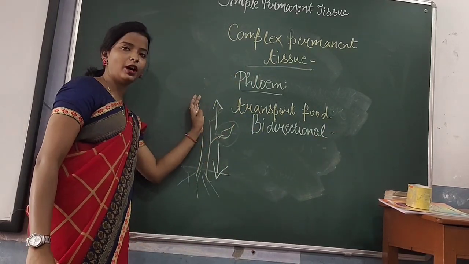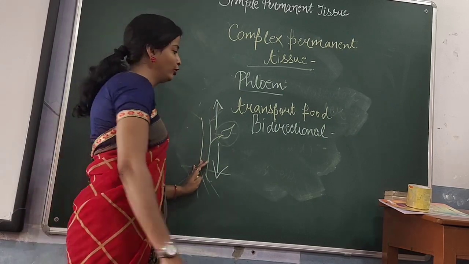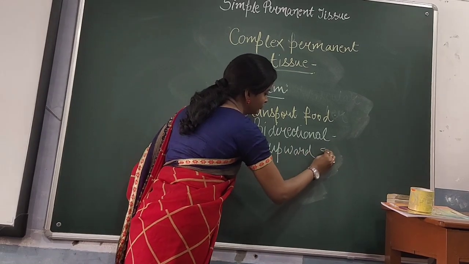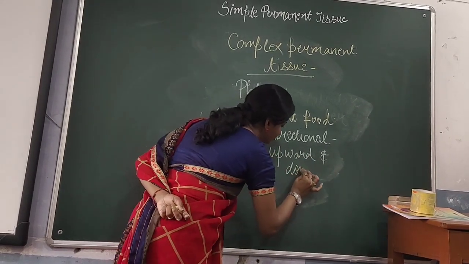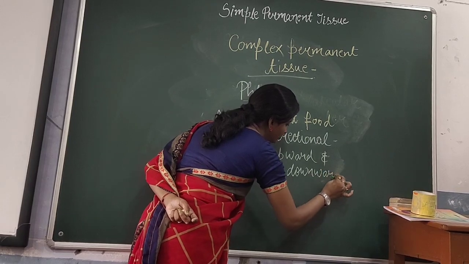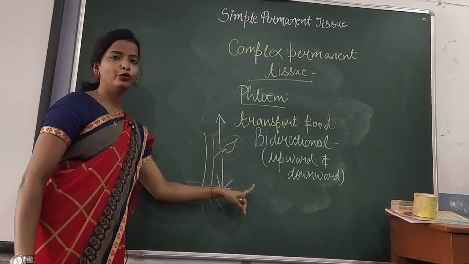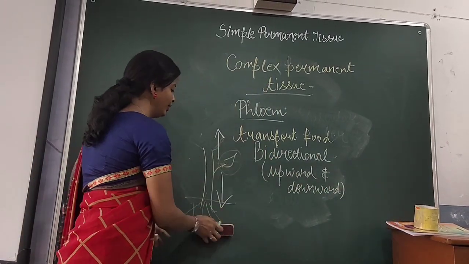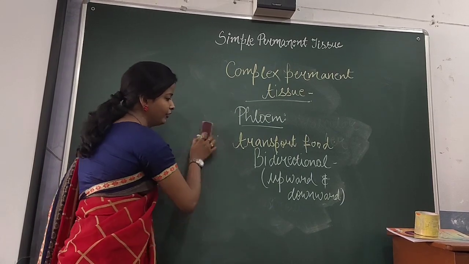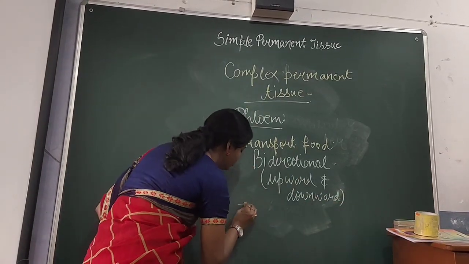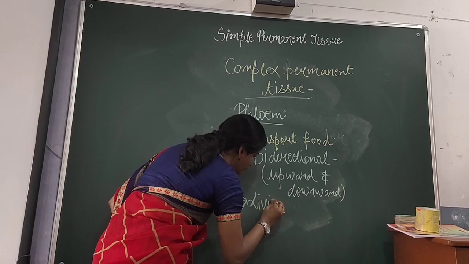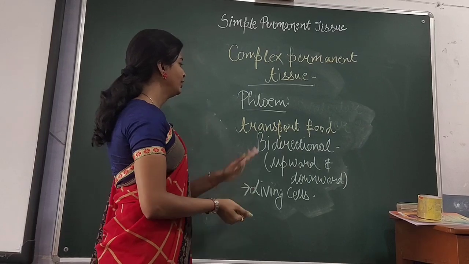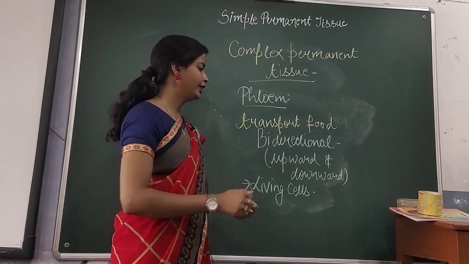Bidirectional means upward movement as well as downward movement. Upward and downward movement is seen in the case of phloem. And when we talk about the cells of the phloem, they are living cells. So they transport food, it is bidirectional, and they are living cells.